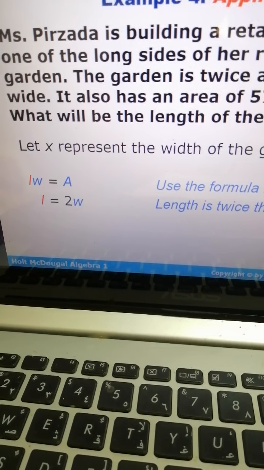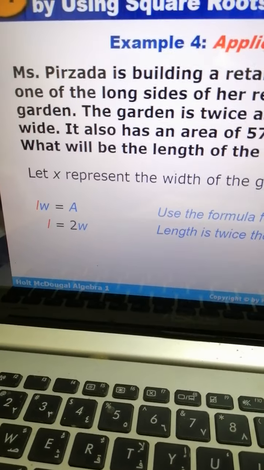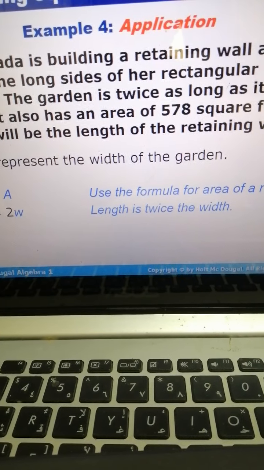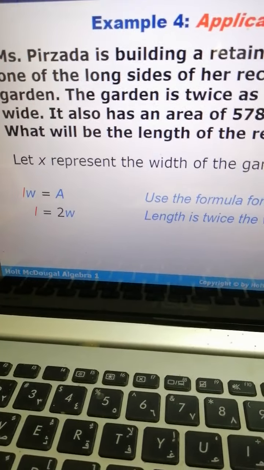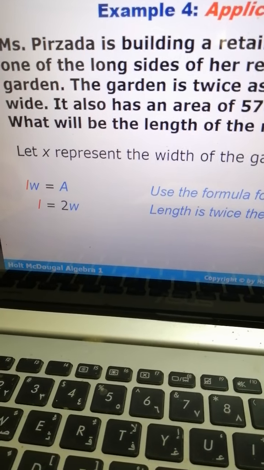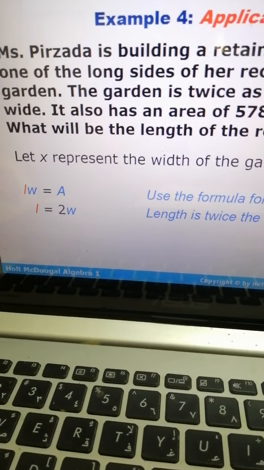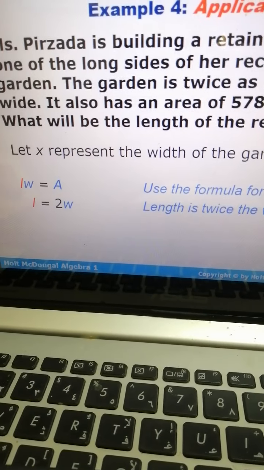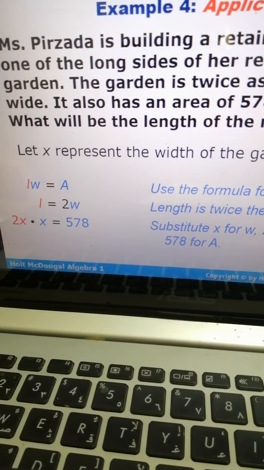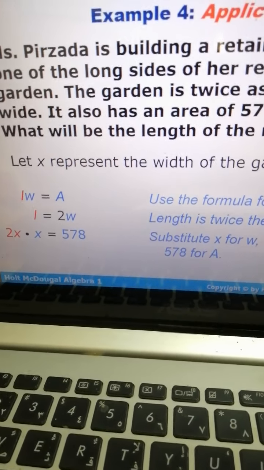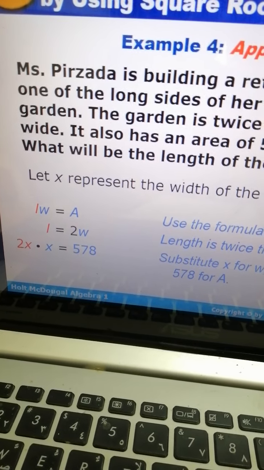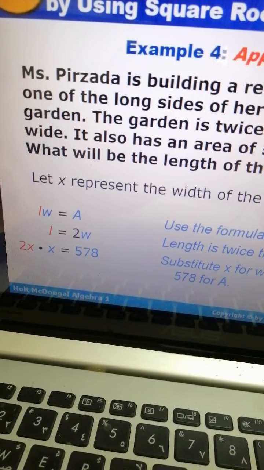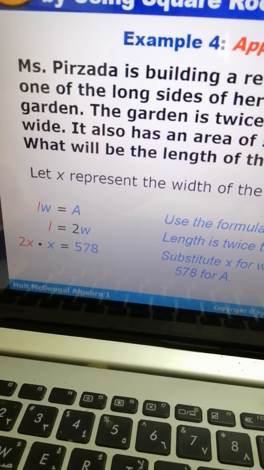Okay, but why is the length twice the width? You can find it there in the problem. The garden is twice as long as it is wide. Which means the length is twice its width. Then, using the formula, we substitute the area, that is 578. So the length is 2w, or you can use 2x, and then the width is x, to make it the same variable.